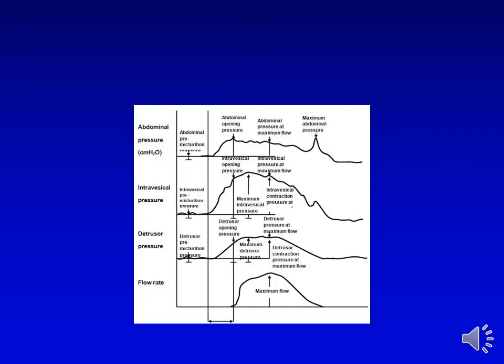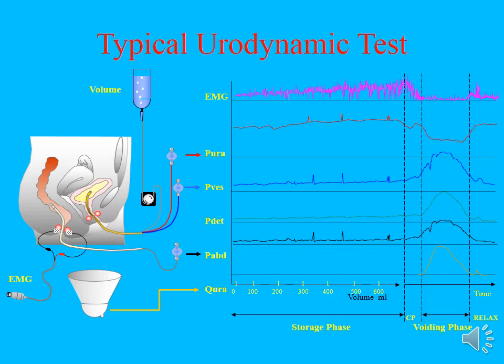These are the important pressures that we need to know. The first part, abdominal pre-micturition and abdominal opening pressures, are all filling cystometry. And after that is known as voiding cystometry, where we need to know the abdominal pressure at maximum flow and maximum abdominal pressure after passing urine and so forth. This is a typical urodynamic test with all the different parameters.